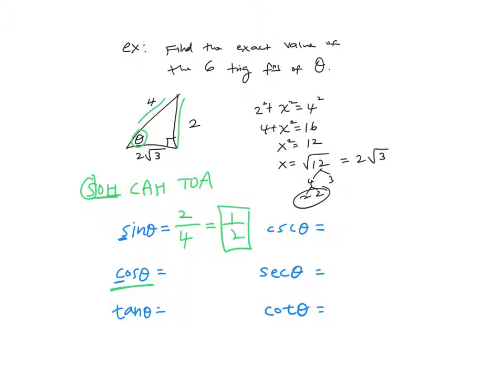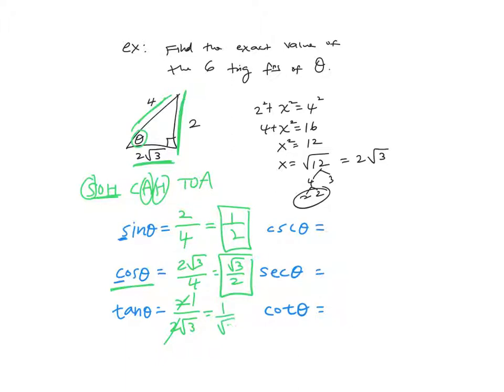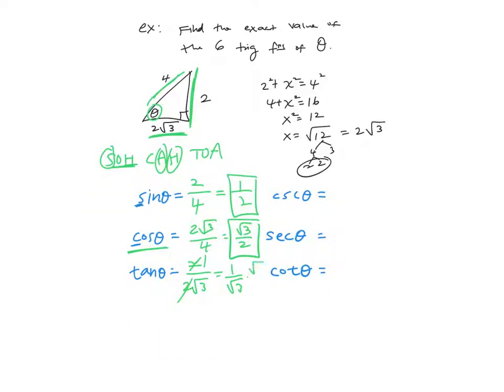Cosine theta is adjacent over hypotenuse, so 2 root 3 over 4, which is root 3 over 2. Tangent theta is opposite over adjacent, so opposite is 2 over adjacent is 2 root 3. These 2s cancel out, giving me 1 over root 3. When we rationalize the denominator, multiplying by a form of 1, we get root 3 over 3.